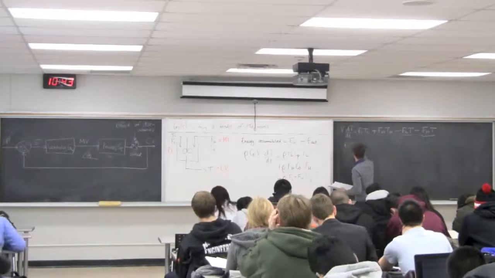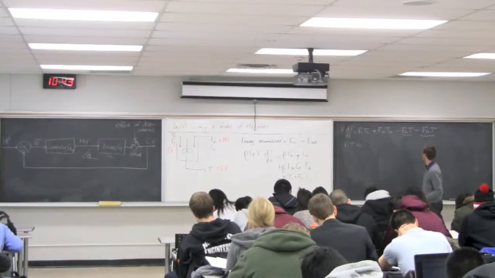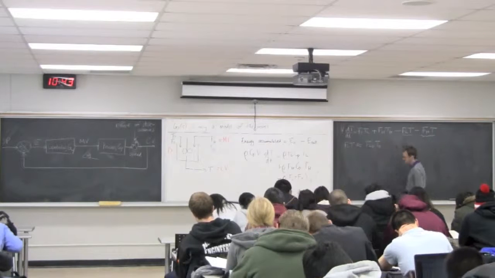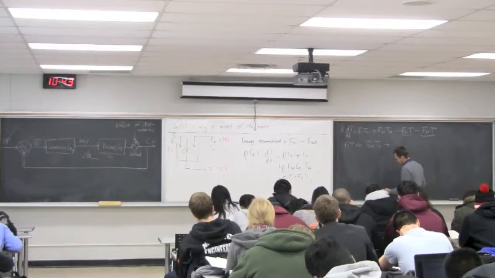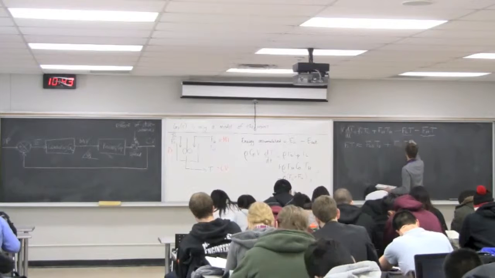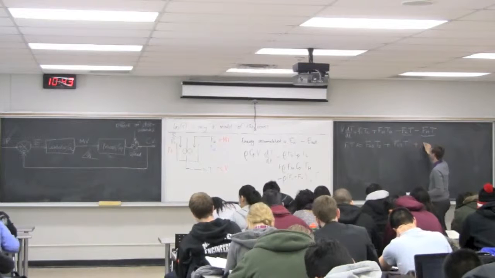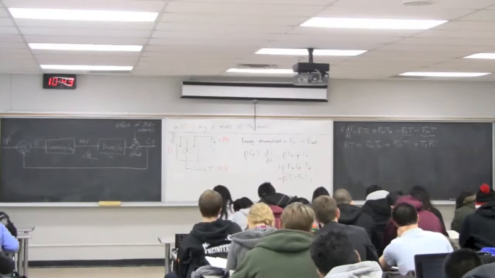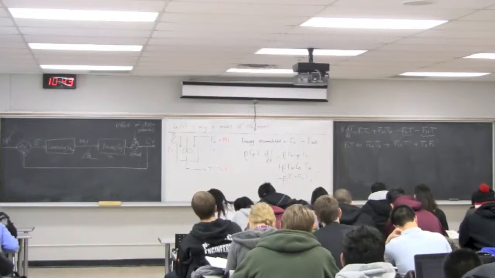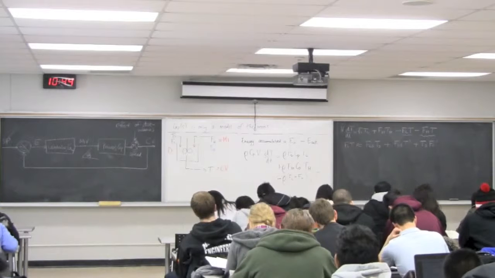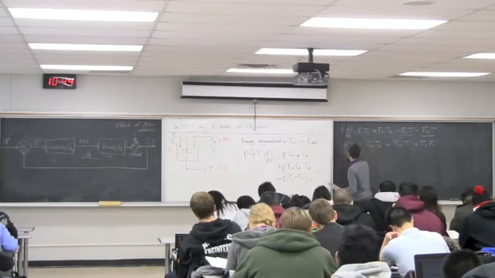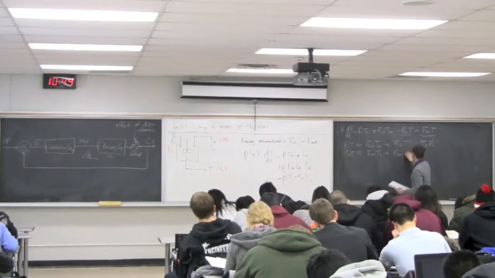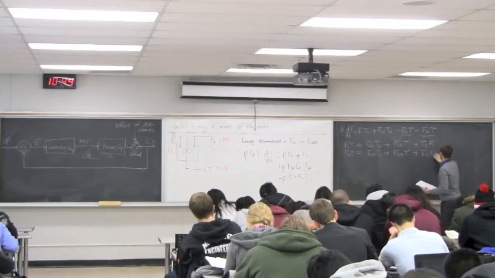So FC times T can be linearized. We can say that those two nonlinear terms are going to be approximately equal to their steady state value, FCS times TS, plus we keep one constant and let the other vary, so that's FCS times T dash, plus the constant TS times FC dash. So that's the standard linearization for that. We can do the same for the FH term. Let's quickly write it up here as well. FH times T is going to be FHS times TS plus FHS times T dash plus TS times FH dash.